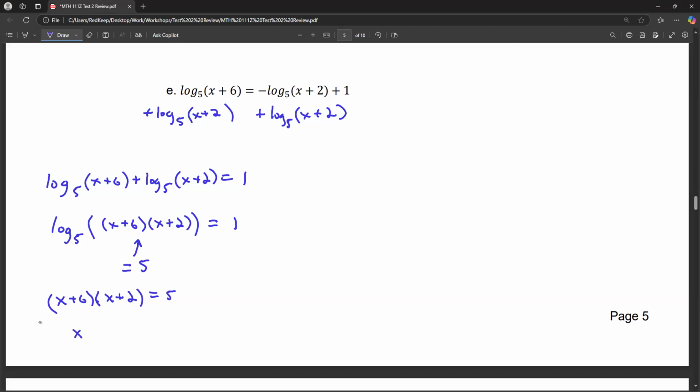So I have first would be x squared. The outside would be plus 2x. The inside would be plus 6x. So I think between those two, I got 8x. And then the last is just going to be 2 times 6, or 12. This is equal to 5. And so I might subtract 5 from both sides at this point too.